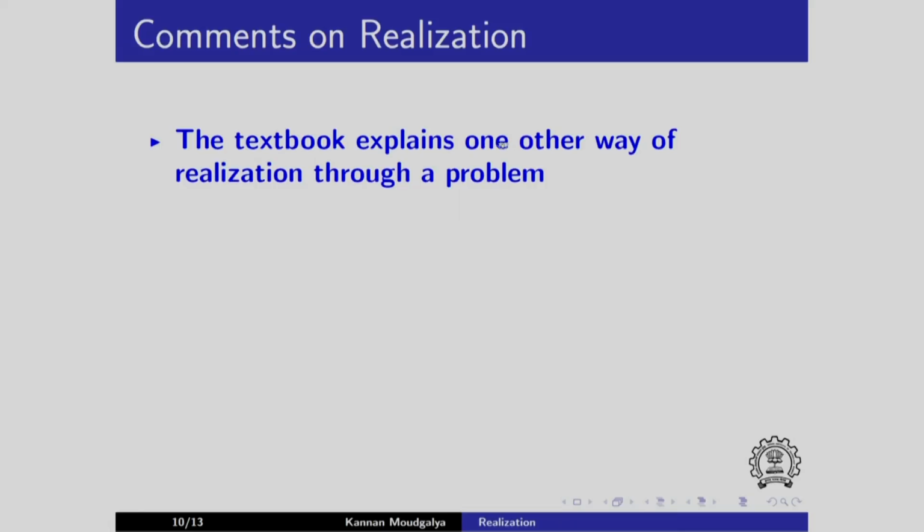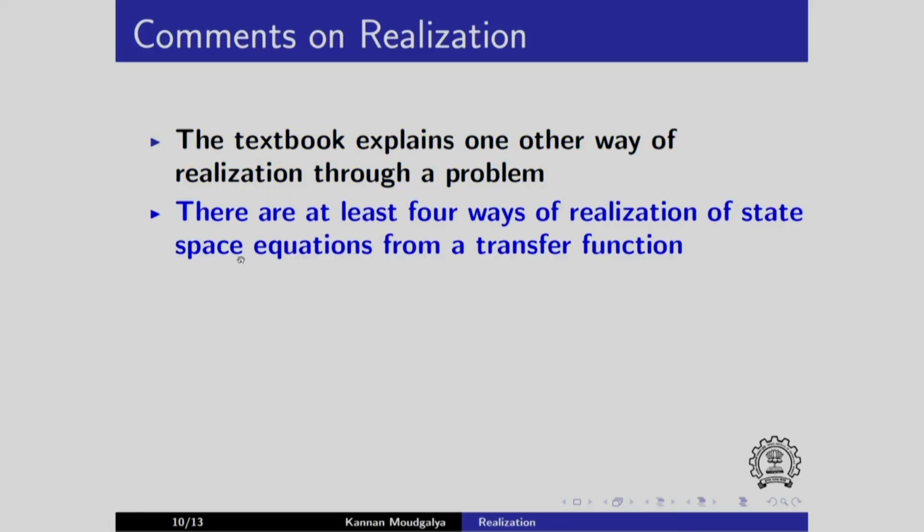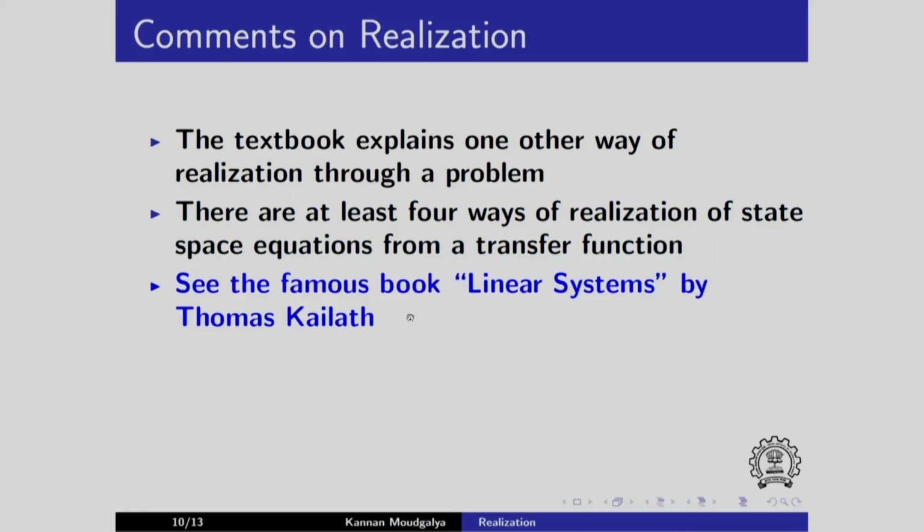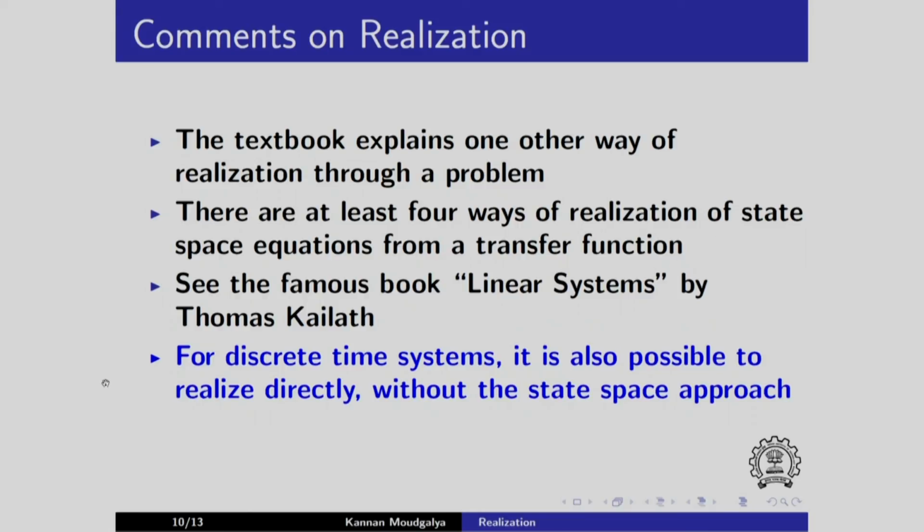The textbook explains one other way of realization through a problem. There are at least 4 ways of realizing state space equations from a transfer function. See the famous book Linear Systems by Thomas Kailath. It turns out that for discrete time systems it is also possible to realize directly without the state space approach. This will be explained with an example in the next slide.